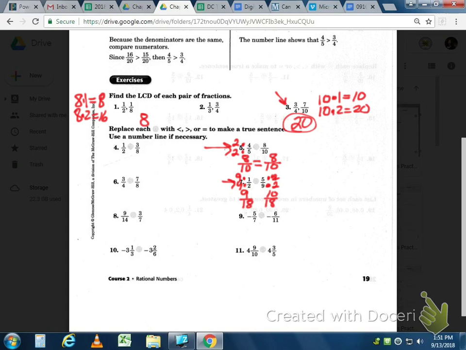Is 9/18 less than, greater than, or equal to? It is less than. So in this circle, you'd put less than. I should have come up here. That should be equal to. Okay, let's look at number 9.